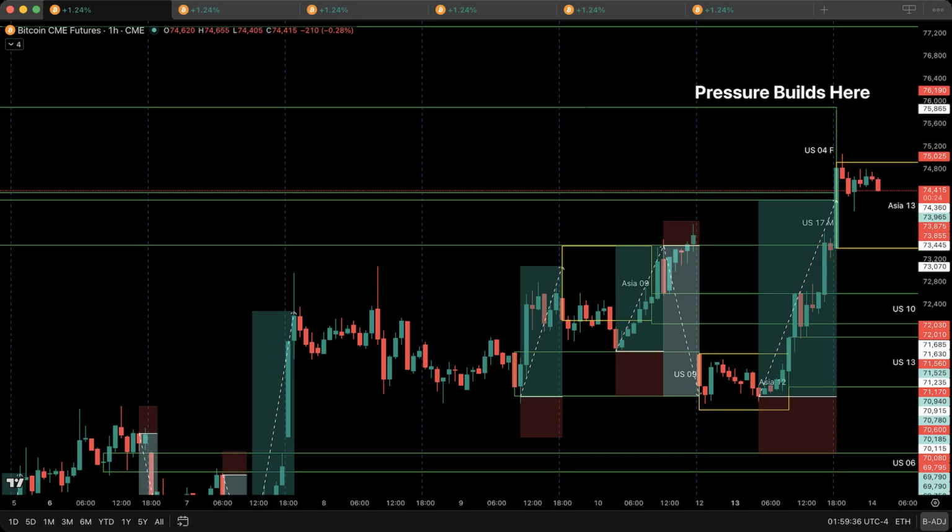Both sides fail. Price moves higher. It cannot extend. It returns quickly. Price moves lower. It cannot break. It returns again. Now distance shrinks. Each move is shorter. Each reaction is faster. Each attempt fails earlier. Now compression builds.